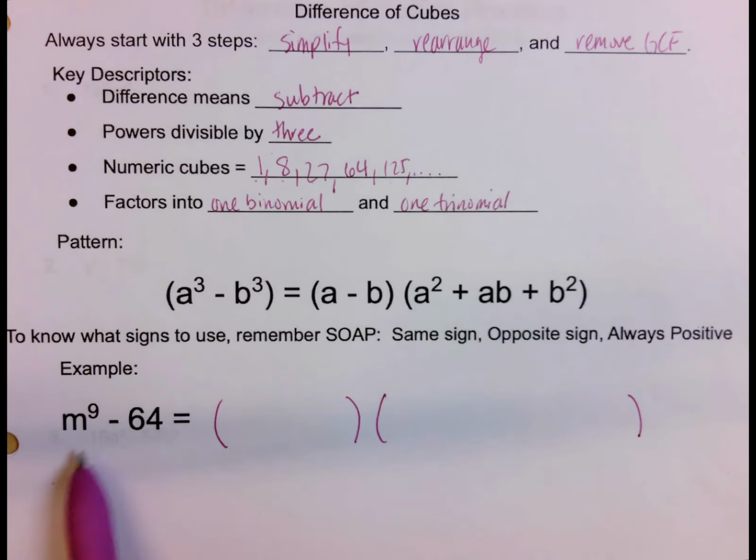binomial. Okay, so first thing we do is check, does it need to be simplified? No, there's nothing to combine. Does it need to be rearranged? No, it's in standard form. Is there a greatest common factor that needs to be removed? No, it's already been done.